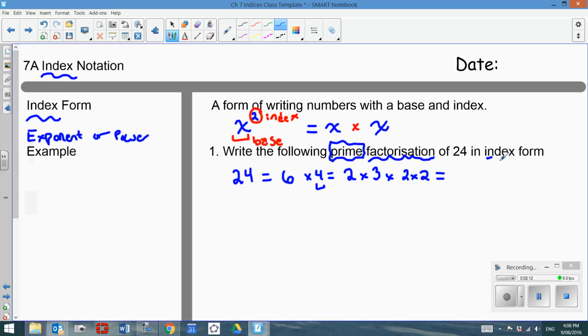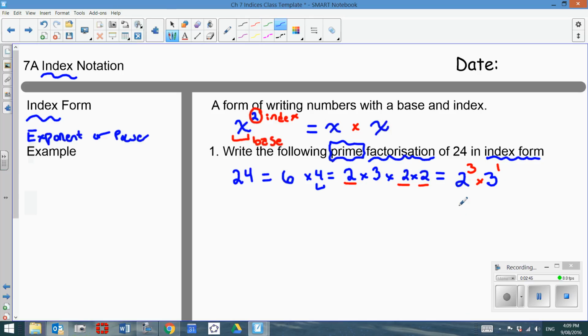The way I can write those in index form is if I take my base of 2 and I realize that I have 1, 2, 3 twos. So 2 times 2 times 2, another way of saying that is 2 cubed. And I'm going to multiply 2 cubed by my other base, which is 3, but I only have one 3, so I can write it to the power of 1. So 2 cubed times 3 to the first.